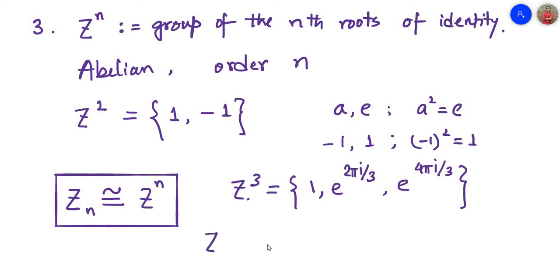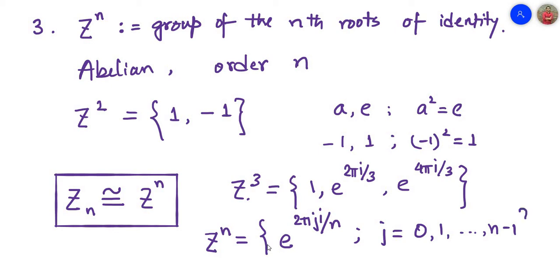And in general, Z to the n would comprise of the elements e to the power twice pi i j divided by n, where i is the complex unit and j is simply 0, 1 up to n minus 1. So this is the group of the nth roots of identity under the operation of multiplication.